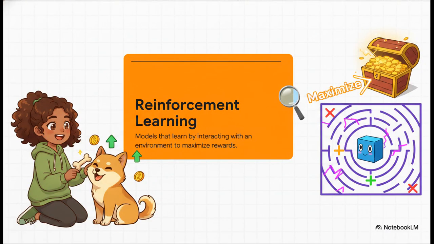Then we have the third branch, reinforcement learning. If supervised learning is a student with an answer key, reinforcement learning is honestly a lot like training a dog to sit using treats. The model, or the agent, learns by directly interacting with an environment. It makes a move, and if it's a good move, it gets a mathematical reward. If it's a bad move, it gets a penalty. The ultimate goal is to simply maximize those rewards.